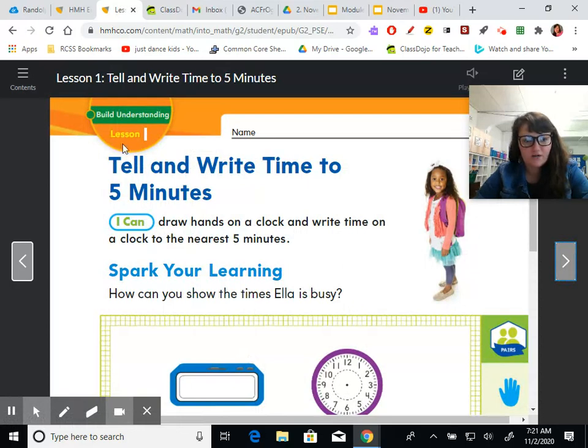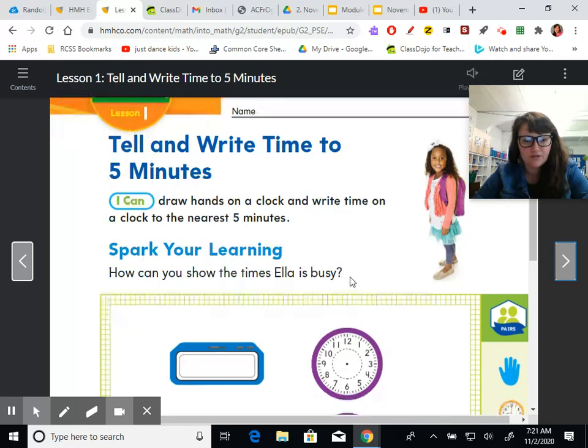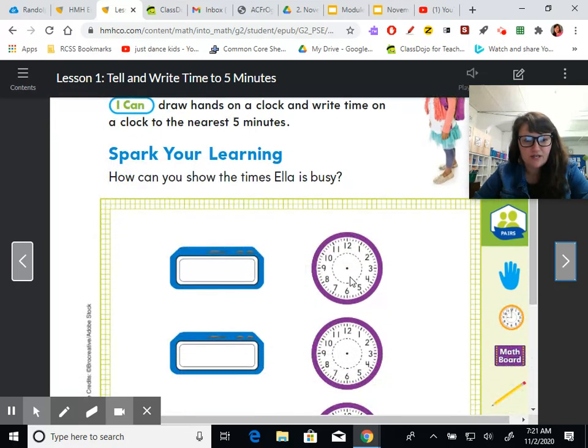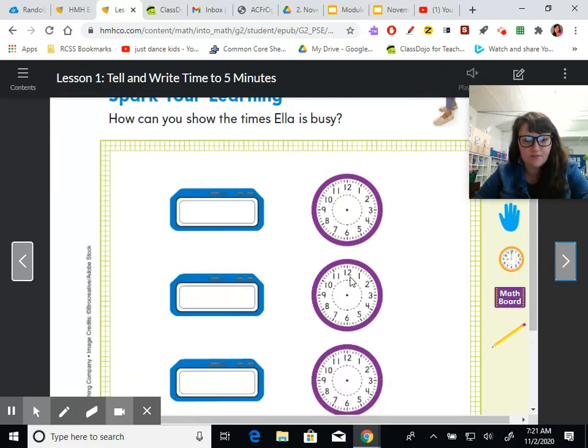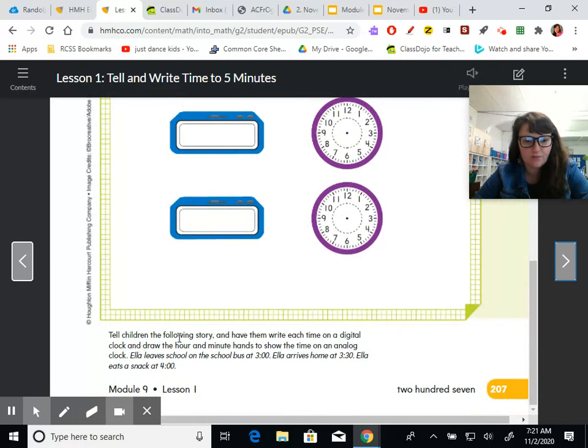Now we're at Lesson 1, tell and write time to 5 minutes. I can draw hands on a clock and write time on a clock to the nearest 5 minutes. It says, how can you show the times Ella is busy? Let's look at our word problem. We're going to draw the hour and minute hands to show the time on an analog clock.